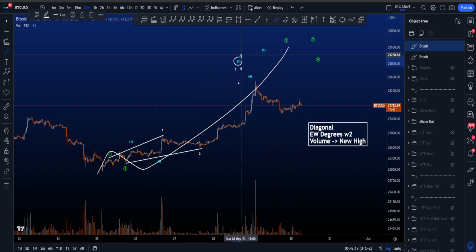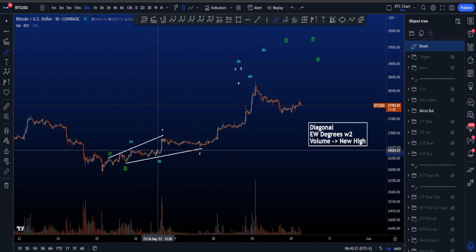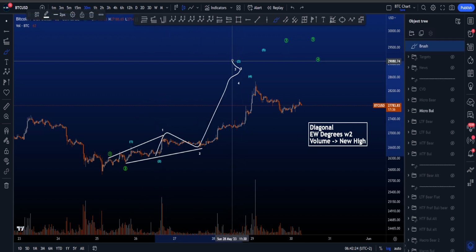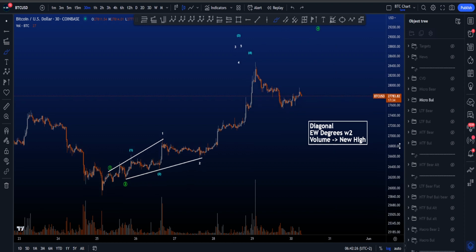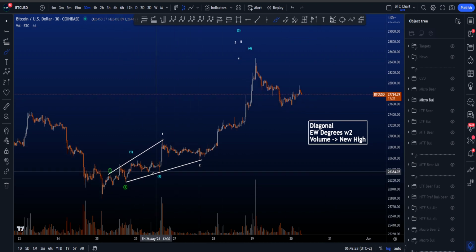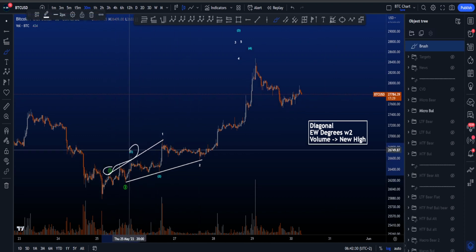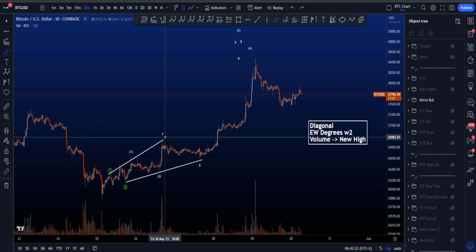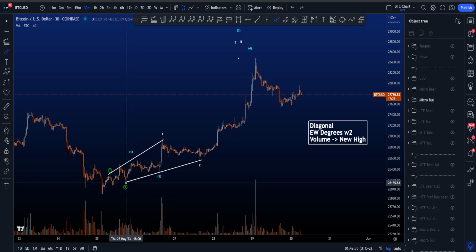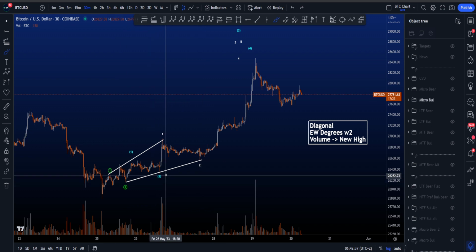But inside the blue three, you're then looking as well for the white count. So a 1-2-3-4-5 inside the bigger blue three. So you can see that each color is a lower degree. Big, smaller, smallest. However, that also means that most commonly, the smaller degrees also have smaller structures.